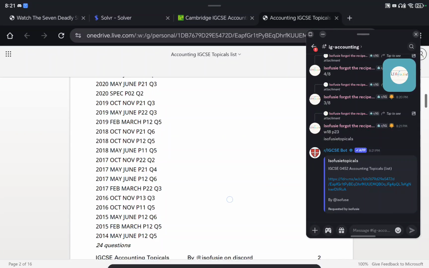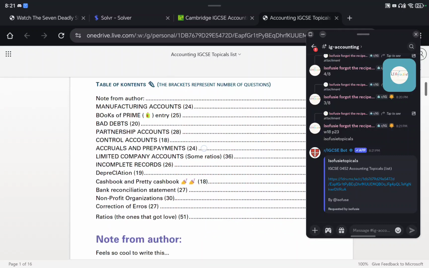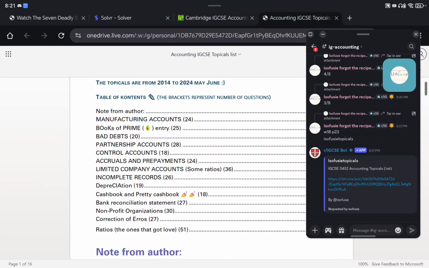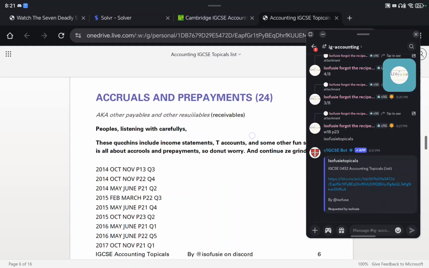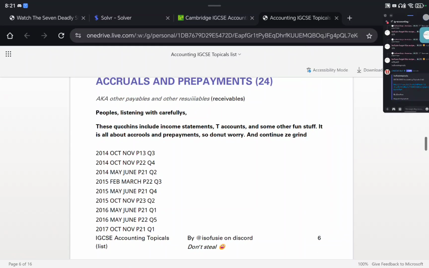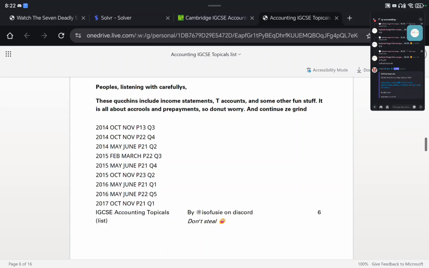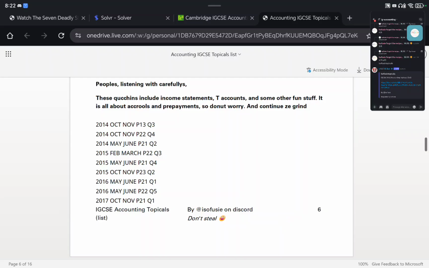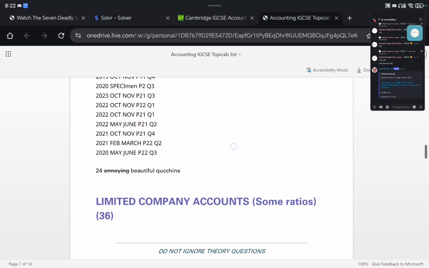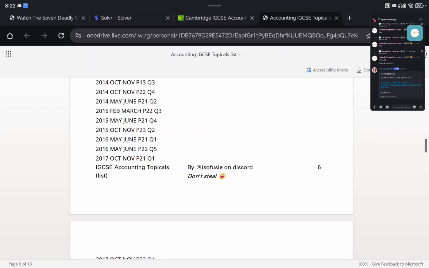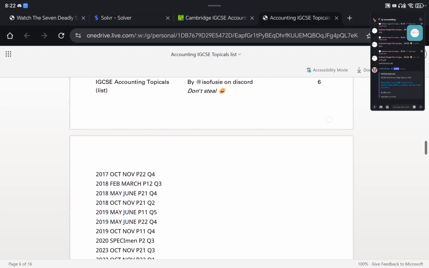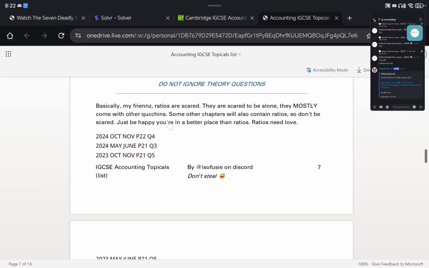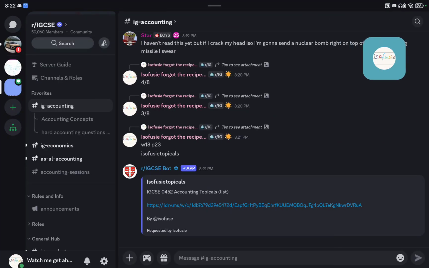Alright, so right now we're doing accruals and prepayments. Accruals and prepayments, okay. And here we are, there's 24 questions. There's income statements, T accounts, and some other stuff, but it's all about accruals and prepayments. So, you can start with all of them. The old questions like 2014 and stuff are harder, you can say, and the new questions are also harder because nothing in this world is easy. And yeah, ISFC topicals is really good.